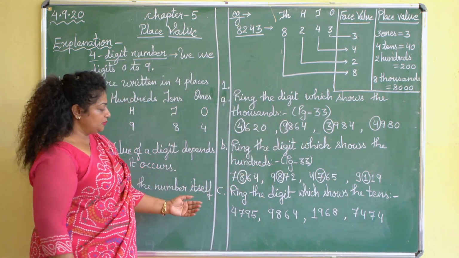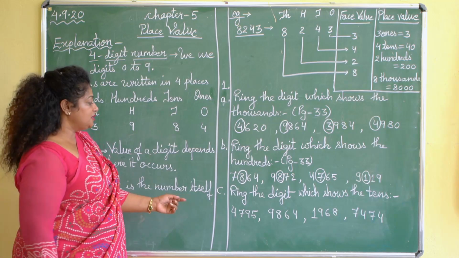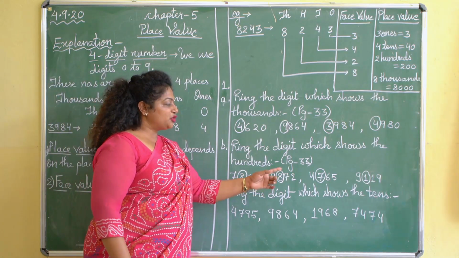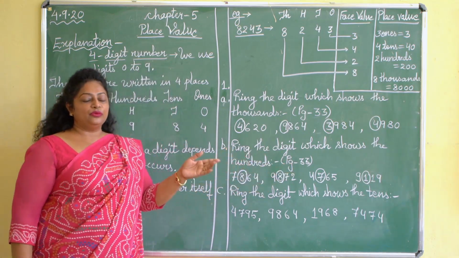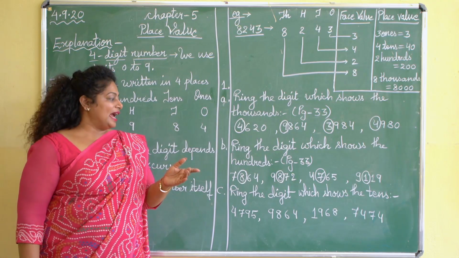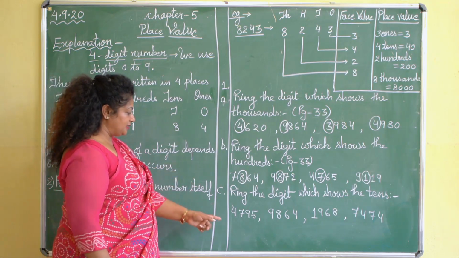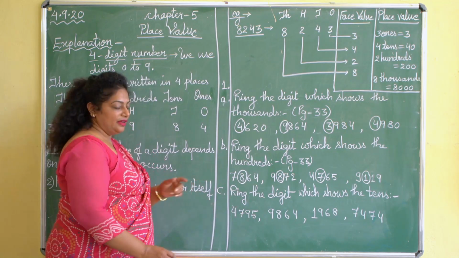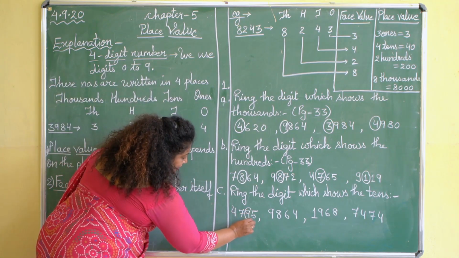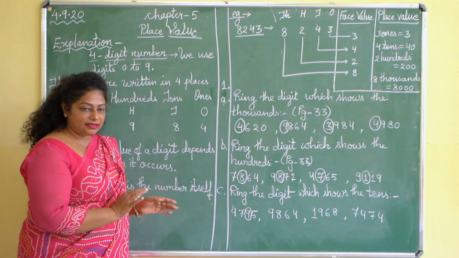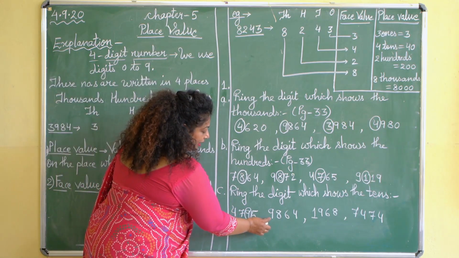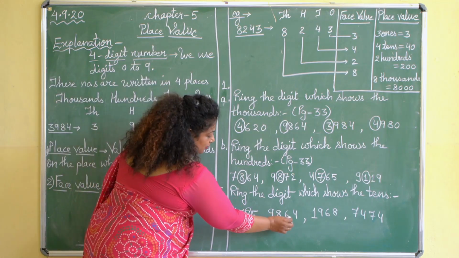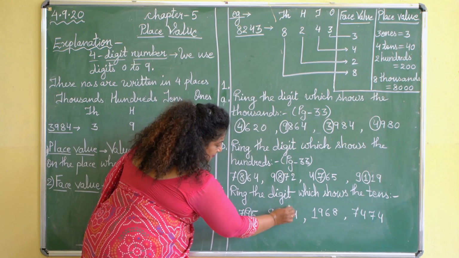Now let us come to exercise C. Ring the digit which shows the tens. That means we have to ring the number which is at tens place. First number, 4995. Here 9 is at tens place. Let us ring it. Next, 9864. Let us circle it.